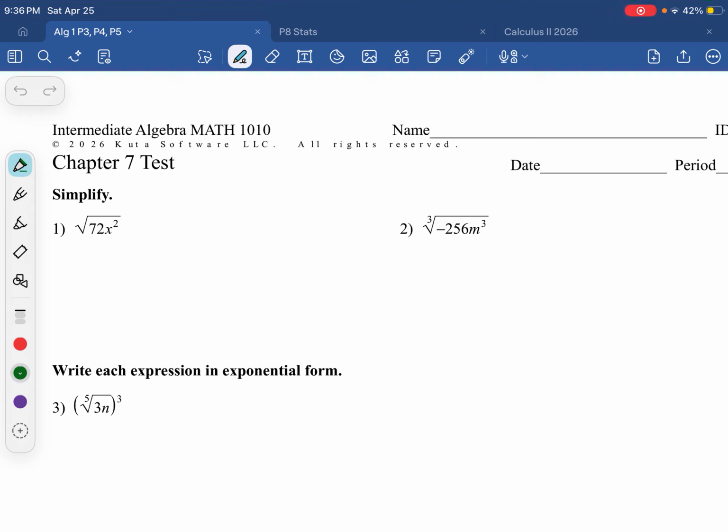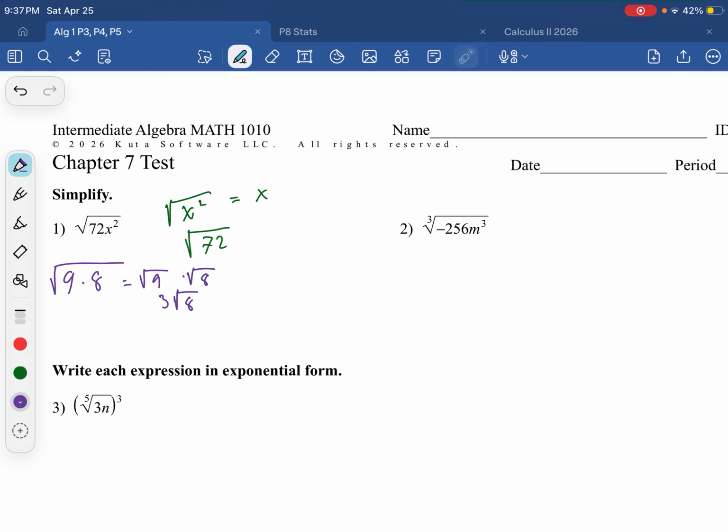We know the square root of x squared is going to be x, but the square root of 72. I want to break this up into the perfect squares. Like I talked about before, if you saw 72 and 9 and 8 jumped out, like the square root of 9 times the square root of 8, I can write this like 3 square root 8.